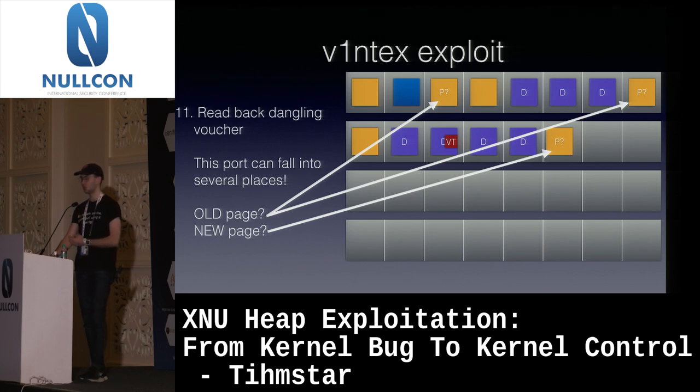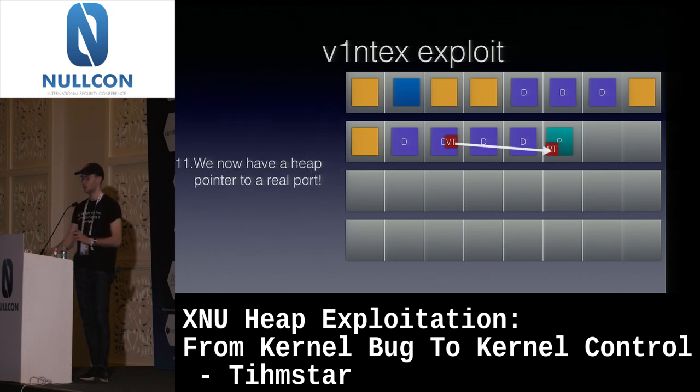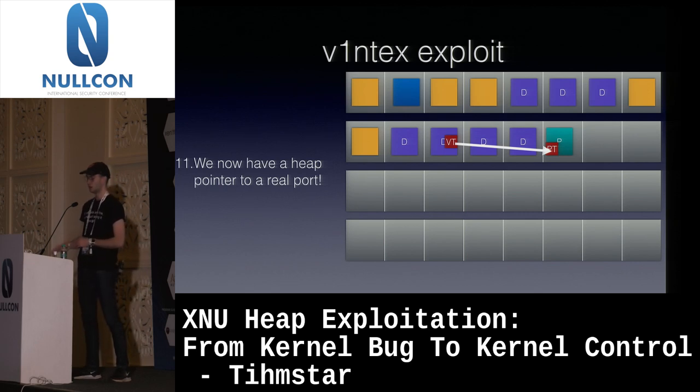And the dangling voucher can fall into several places, it can be either the old page or a new page. Here, I just assume it's behind OS things. It really doesn't matter. We could increase the likelihood of also spraying ports, but here I just assume it's like that and go from here. So this is the setup we have right now. We have a heap pointer to a real port, so we know where this PT thing is.